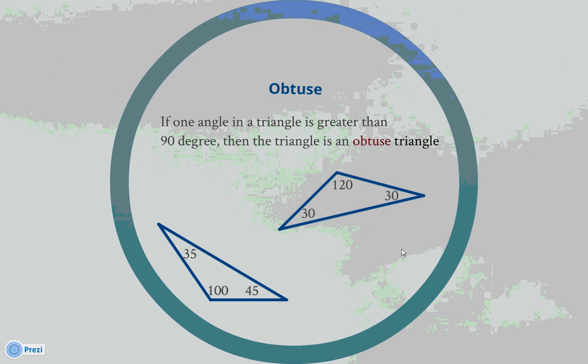You have your obtuse triangles. That's if one angle in a triangle is greater than 90 degrees, then the triangle is an obtuse triangle. So you have 100 degrees, which is bigger than 90, 120, which is bigger than 90. So that makes an obtuse triangle.